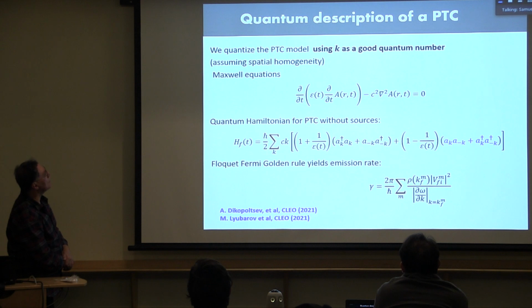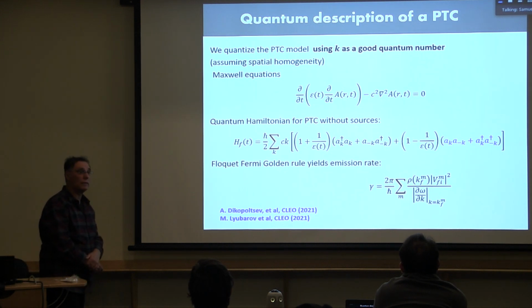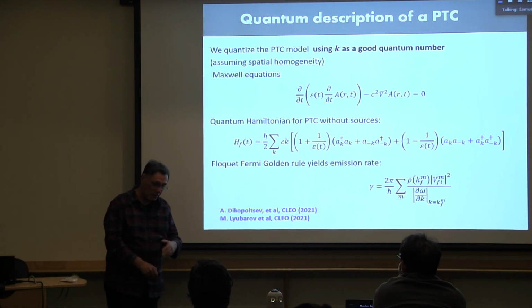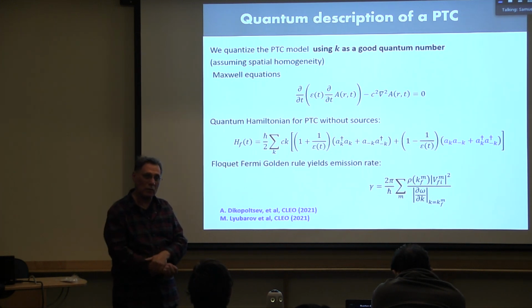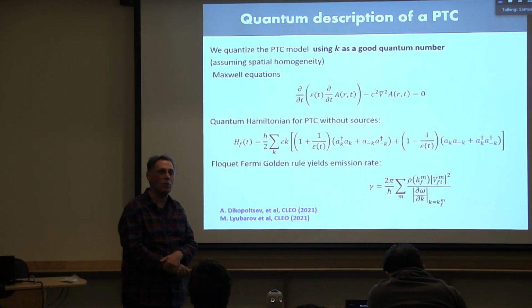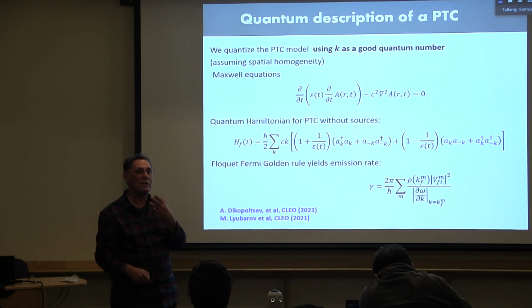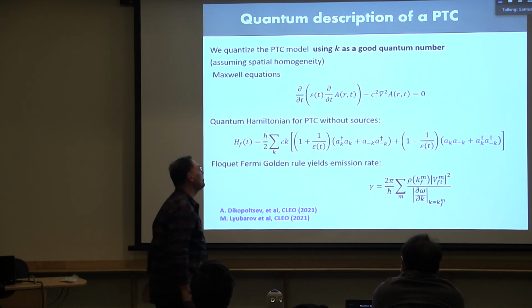The second thing after that is that, okay, now we need to quantize the system. There are several deep reasons why we wanted to quantize the system. Part of that has to do with spontaneous emission. Part of that is to generate questions that we do not know how to answer. And you will see quite a few, okay?